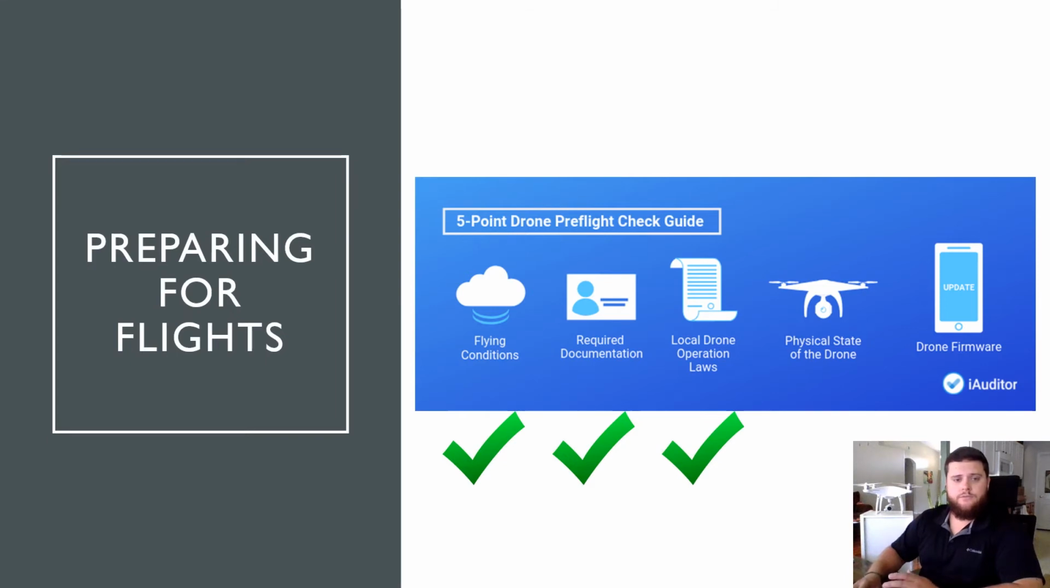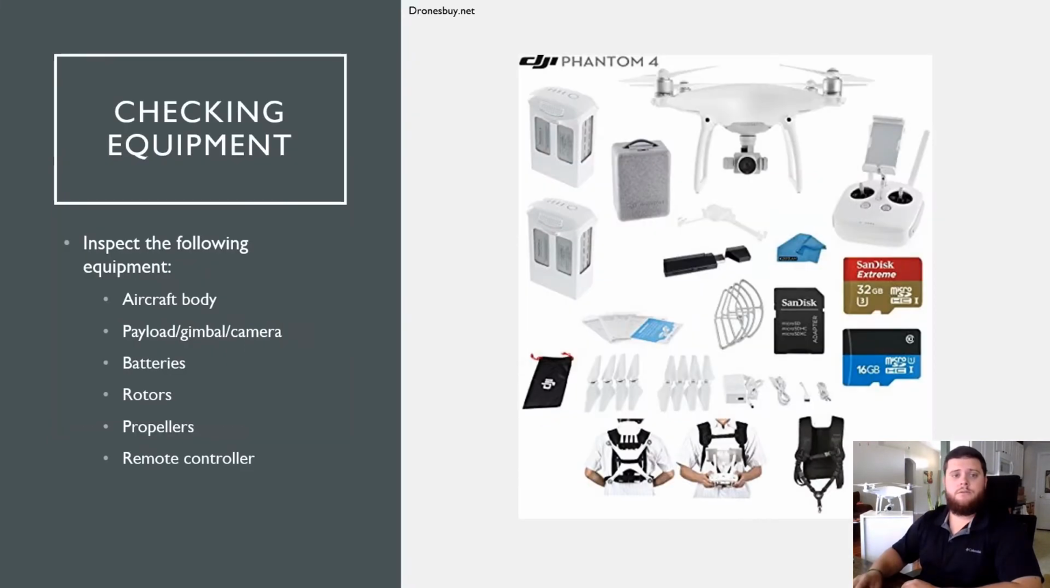So we've covered our local drone operation laws. That would be the city, the county, even the state if the state had something. And then required documentation being our registration. We have our pilot's license and our certificate of authorization. So the physical state of the drone would be next.